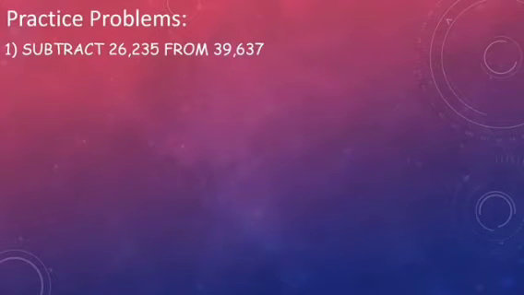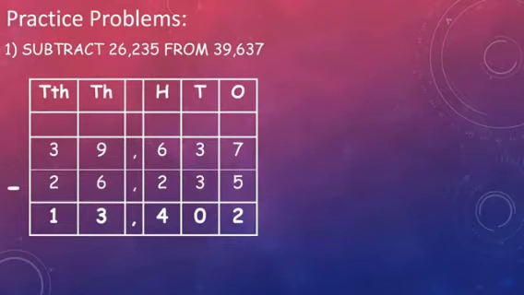So we'll just work out the same problem in digits. Okay. So the problem is subtract 26,235 from 39,637. We'll have it placed in a place value chart, have all the digits written under their particular place values, then start subtracting. Now, starting from ones place or units place, 7 minus 5 is 2, 3 minus 3 is 0, 6 minus 2 is 4, 9 minus 6 is 3, and 3 minus 2 is 1.